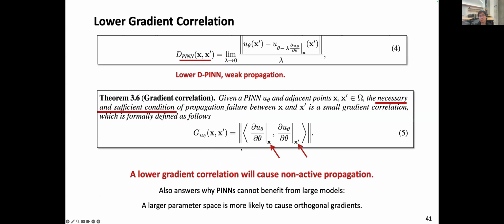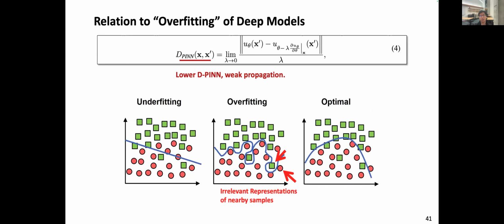Okay, actually, this theorem also explains why PINN cannot benefit from large models in some cases. This is because a large model will have a large parameter space, and the high-dimensional gradients are more likely to be orthogonal. This is the basic knowledge of high-dimensional statistics.